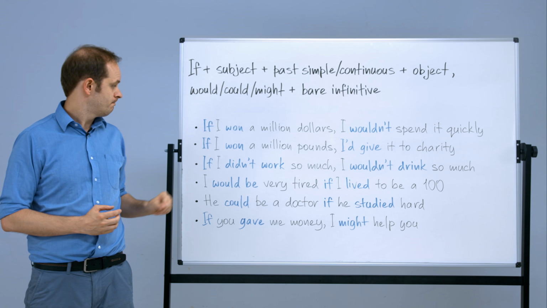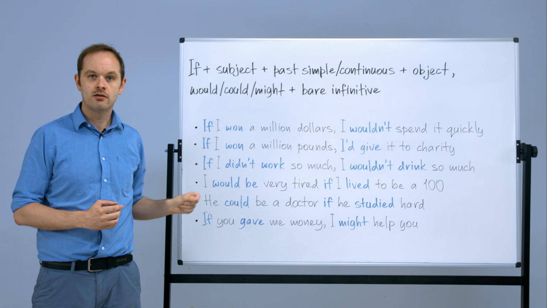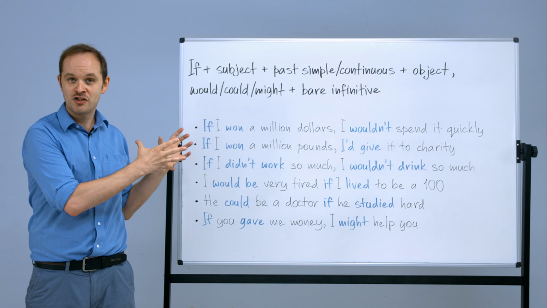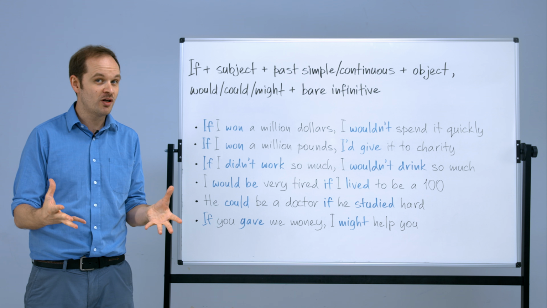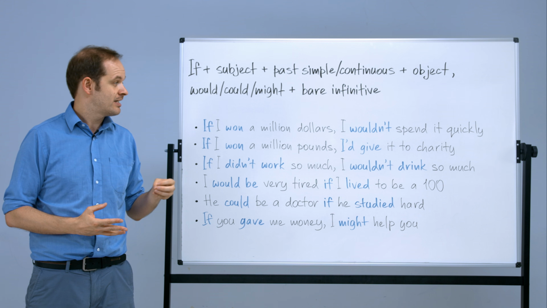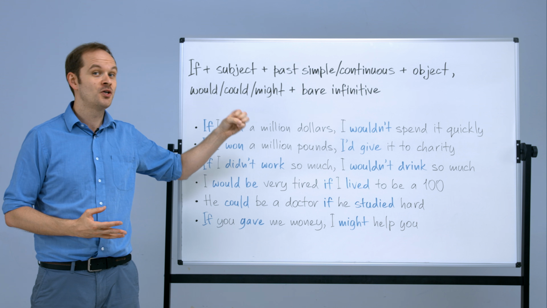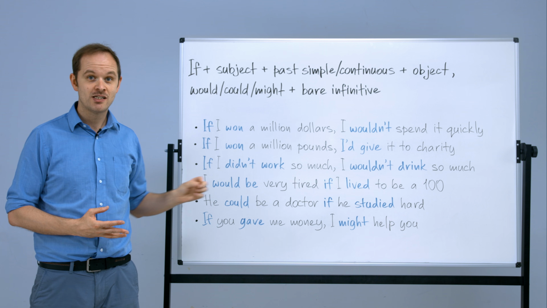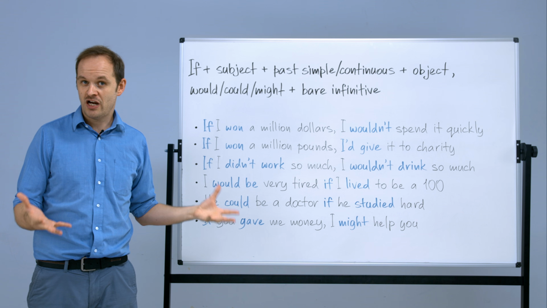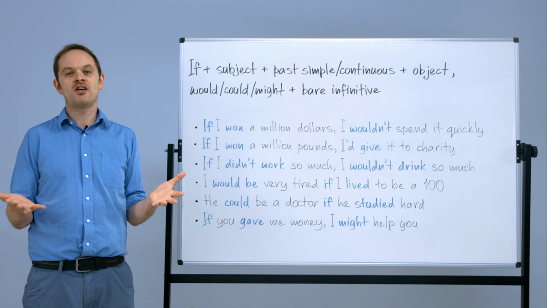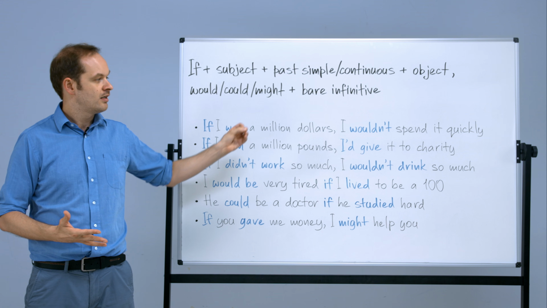For example, if I won $1 million, I wouldn't spend it quickly. So, we've got a very imaginary situation here. This person hasn't got $1 million, they haven't won $1 million, but if they did, this is what they would do with it, and in this case, this sensible person wouldn't spend it quickly. Similarly, if I won £1 million, I'd give it to charity. Again, this person doesn't have £1 million, they haven't won £1 million, but if they did, they would give it to charity.